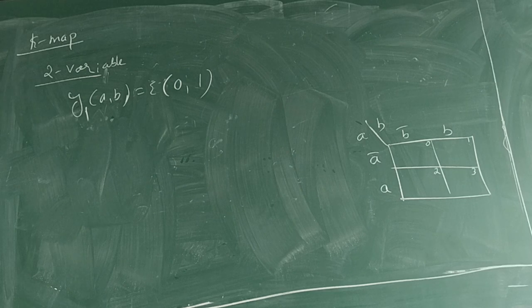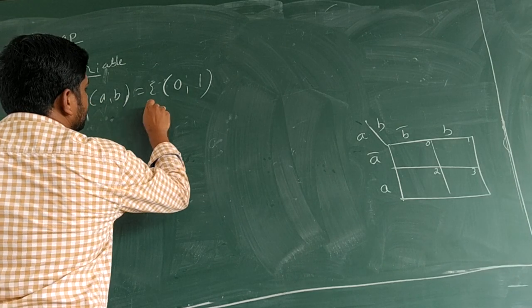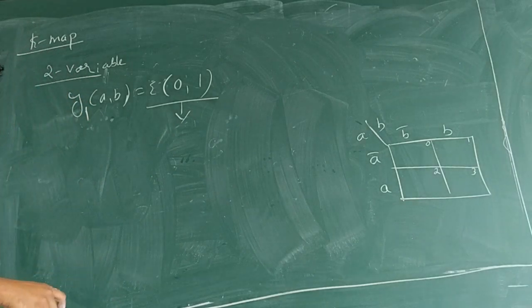Concentrate. Y1 is a digital function controlled by 2 variables A and B, and it is SOP, summation of min terms. These all are the words used, small letter m, 0 and 1. Okay, this notation in terms of statement I will write.